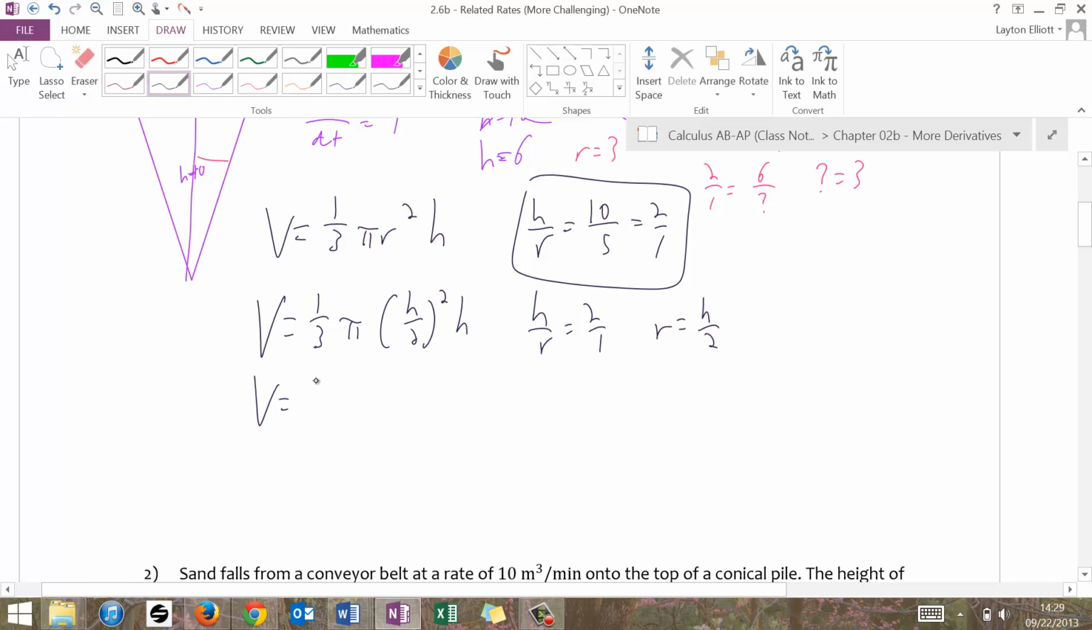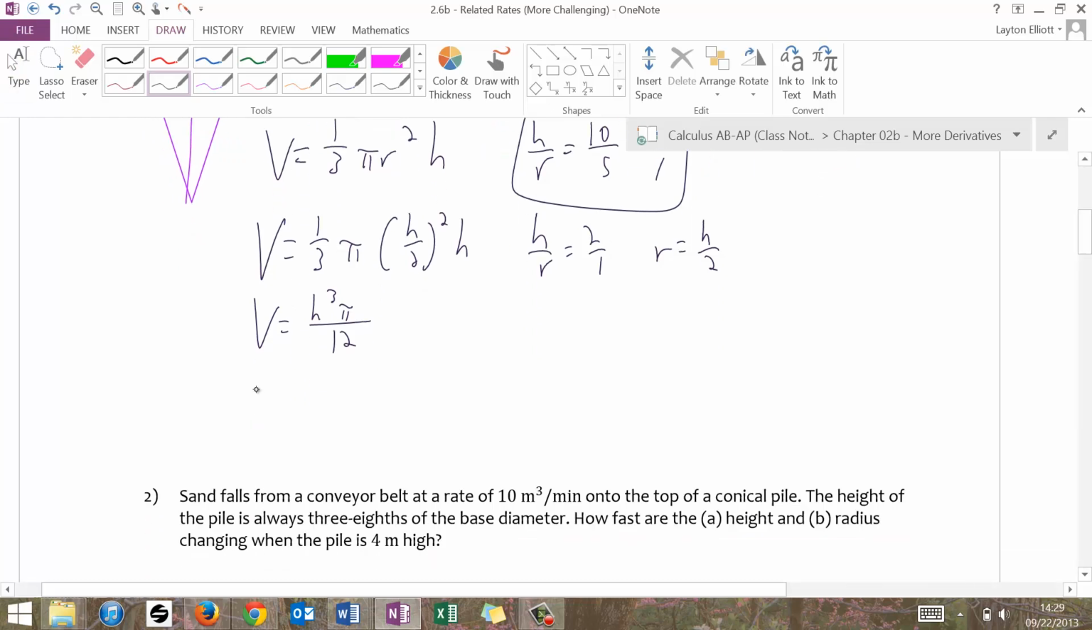If I simplify that, let's keep the 1/3 out and just combine the h's. That would be h cubed pi over 2 squared times 3, which is 12. Just checking my work here. But that gives us our complete volume for this. So now we can derive this. dV/dt equals 3 times h squared, I still have the pi, so this is going to be 3 pi h squared over 12 dh/dt.